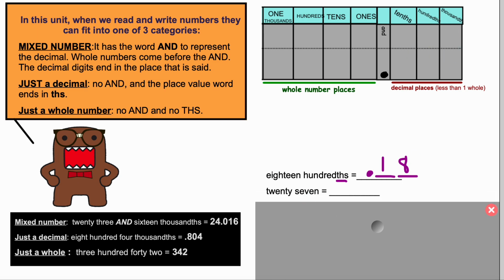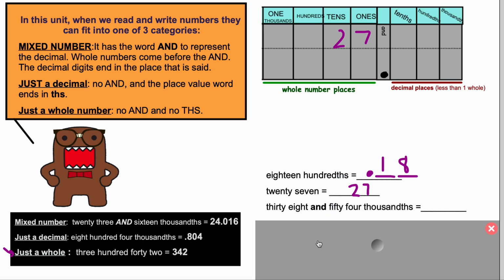Let's try this one. 27. What do you see? Or what don't you see? Right, there's no word "and." What else don't you see? Yay! There's no THS. So guess what? This is just a whole number. 27. Like $27. We don't have to write a decimal. We could write it like that, 27. If we do want to write a decimal, the decimal always goes after the ones place. $27, $27 and 0 cents. But we don't have to write that. Just good old 27.